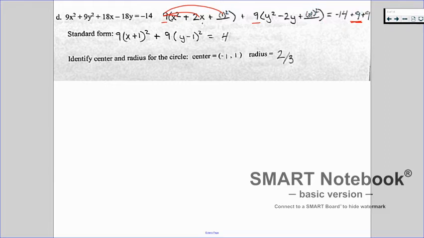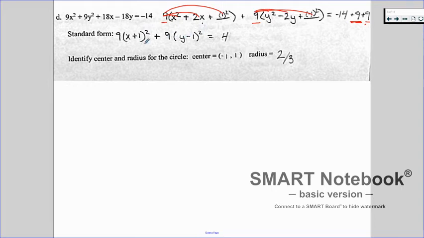And it's the same thing with the y's. This 9 is being multiplied times everything in there. So that negative 1 squared is 1. I'm adding 1, but I'm really, in reality, adding a 9. So we add 9 twice, once for each of those, the x and the y part. Simplify the right-hand side, and I get 4. Simplify the left-hand side: 9 times x plus 1 squared plus 9 times y minus 1 squared.